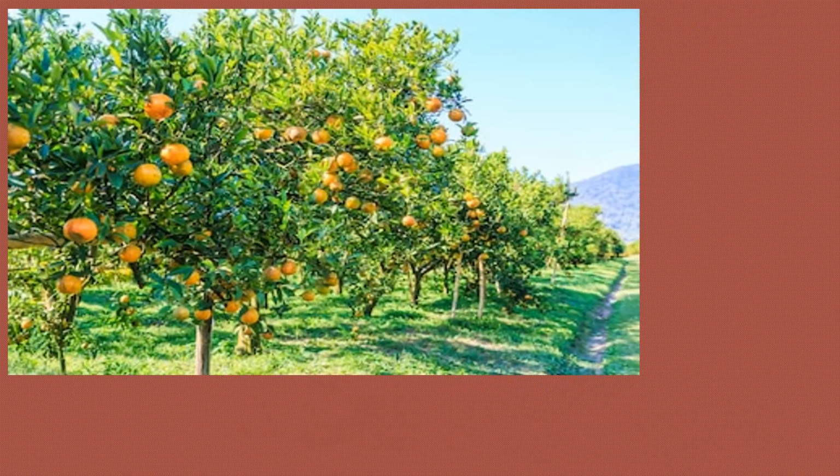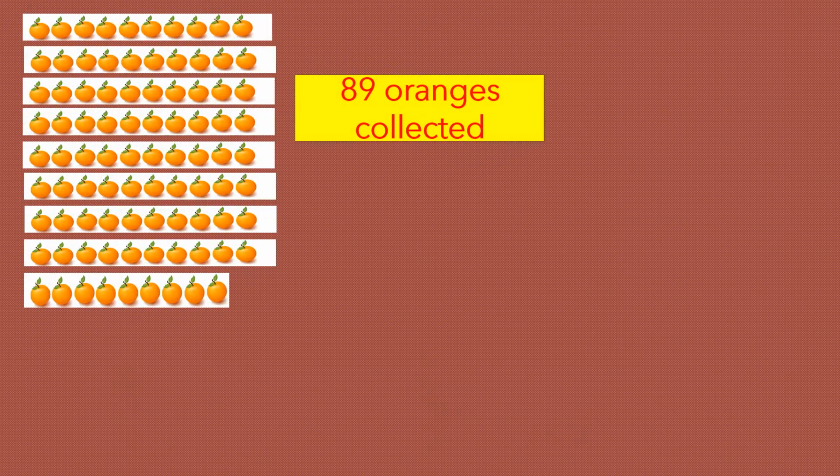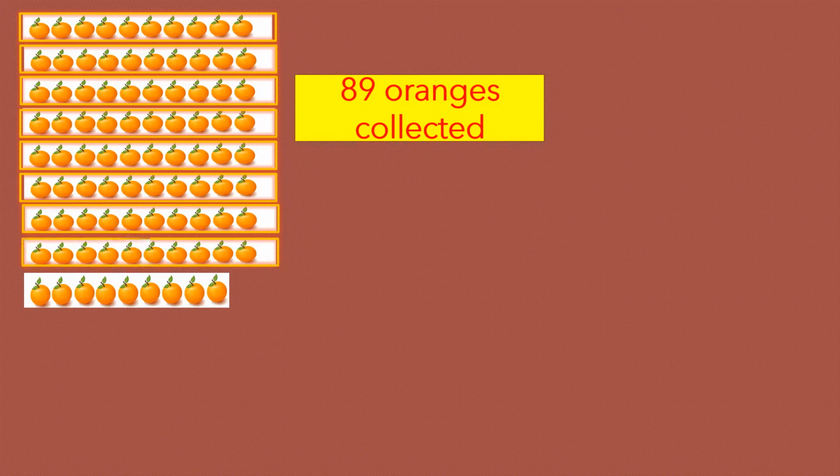Here is a beautiful orange orchid. 89 oranges were collected from the orchid. Let's place them in boxes of 10. Here is the first box of 10 oranges, another, going on. We see that there are 8 boxes of 10 and 9 oranges are placed outside. So we have about 89 oranges.